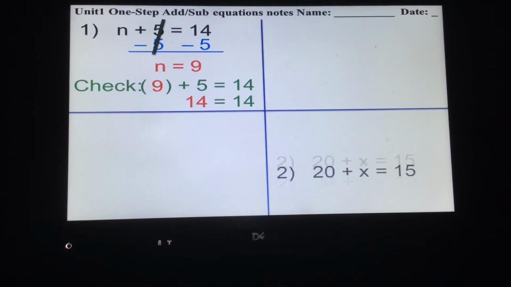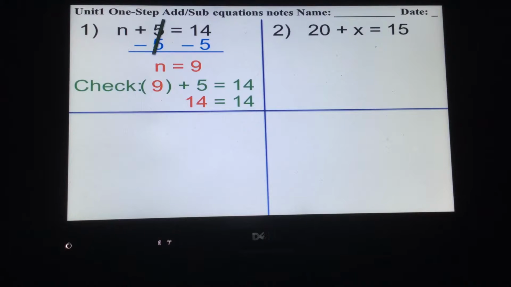So, number 2, we have 20 plus x equals 15. So what's being done to the x? It's being added by 20. Now, I'm not talking about that plus sign in between them. I'm talking about what's in front of the 20. What's in front of the 20 is an invisible plus sign. So we have to get rid of that positive 20 by putting a minus 20 there.